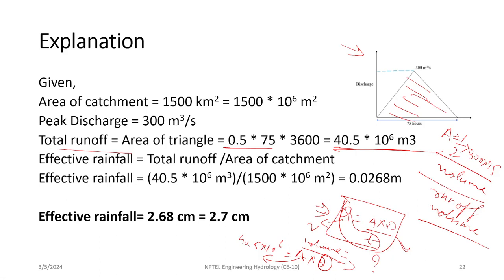It should be 300 instead of 3600. Yes, calculate it. It's because it is written 3600. The height of the triangle is 300, no? Right, the peak value. So 0.5 into 75 into 300. Exactly. We got 11250.